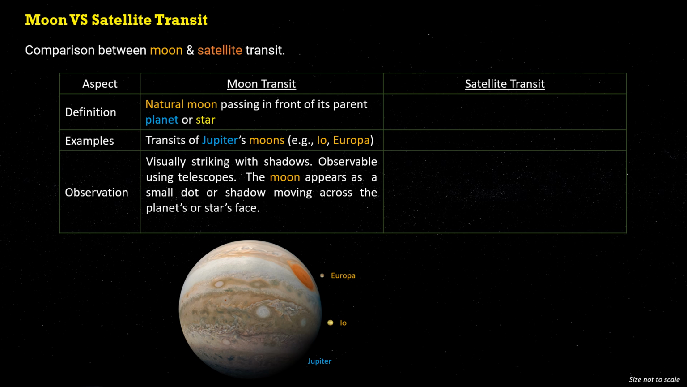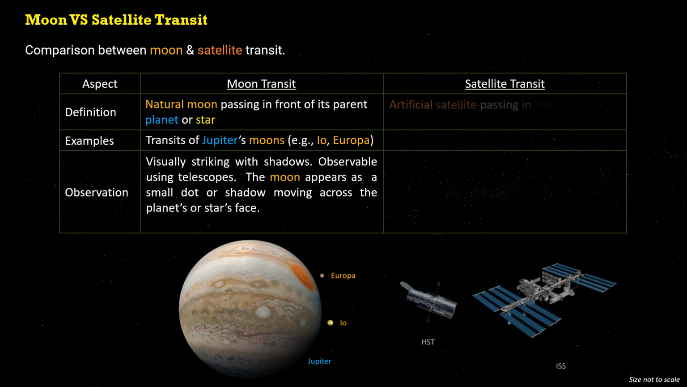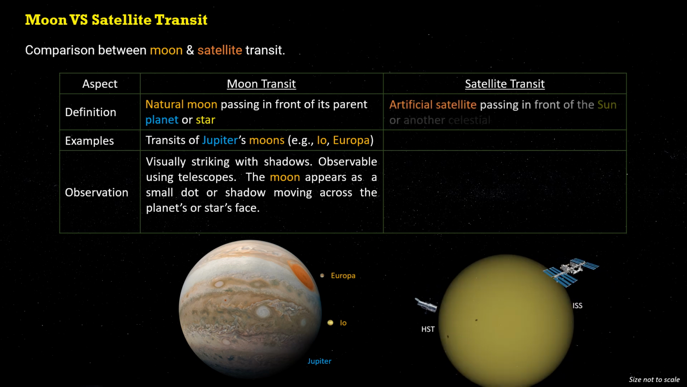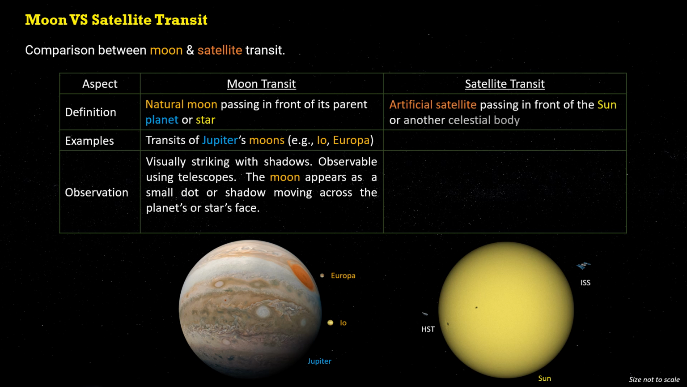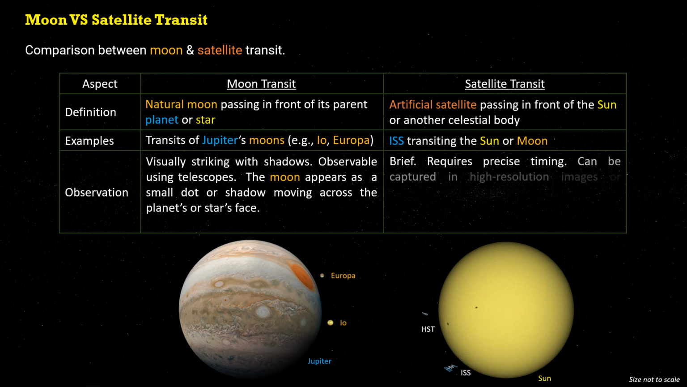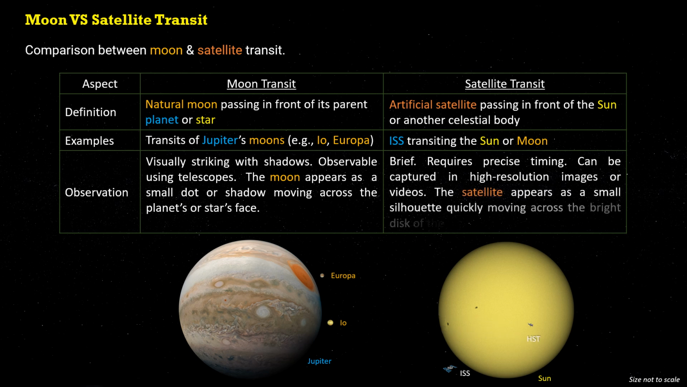Satellite transit: an artificial satellite passing in front of the Sun or another celestial body. ISS transiting the Sun or Moon. Brief. Requires precise timing. Can be captured in high-resolution images or videos. The satellite appears as a small silhouette quickly moving across the bright disk of the Sun or Moon.